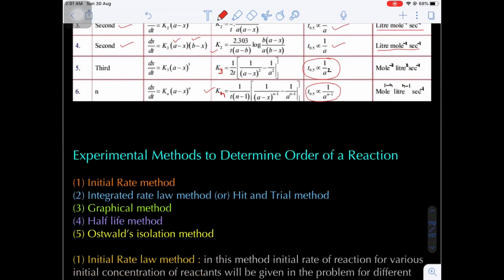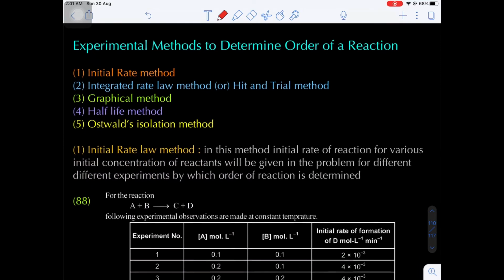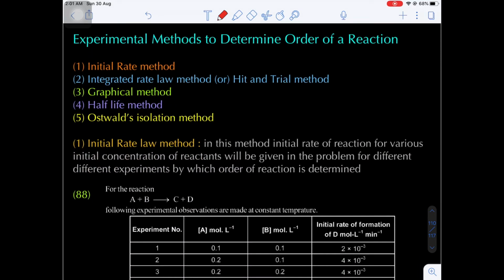Now come to the next topic, experimental determination of order of a reaction. Order is a purely experimental quantity. So according to the experiment only we have to determine the order of a reaction. There are different types of methods to determine the order of a reaction. Once again I am repeating, order of a reaction is an experimental quantity.